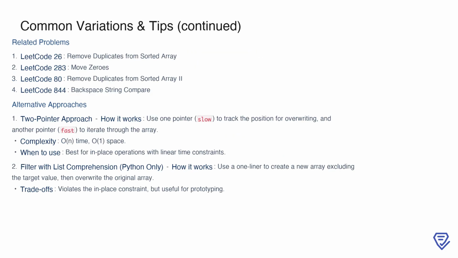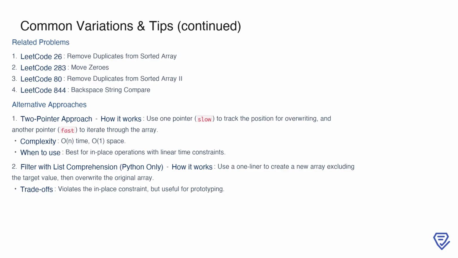Let's explore some related problems and alternative approaches that might help you deepen your understanding of this pattern. Related problems include LeetCode 26, which focuses on removing duplicates from a sorted array, LeetCode 283, which involves moving zeros to the end of an array, LeetCode 80, which extends the duplicate removal problem with additional constraints, and LeetCode 844, which compares strings after applying backspace operations. These problems share similar techniques and can help you refine your problem-solving skills.